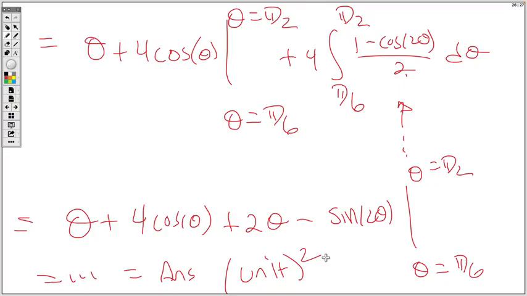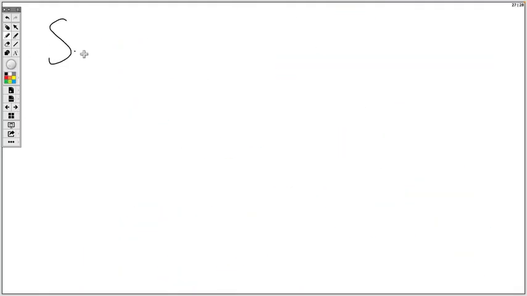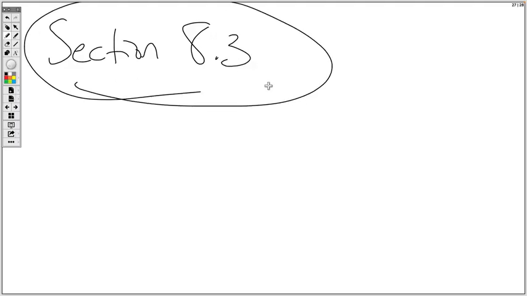So once again, this is good review. It harkens back. This kind of integration of these trig functions, this is all section 8.3. So you're going to get your trig integrals with sines and cosines. So, you know, dig up the handouts. Got all the identities on there for you.